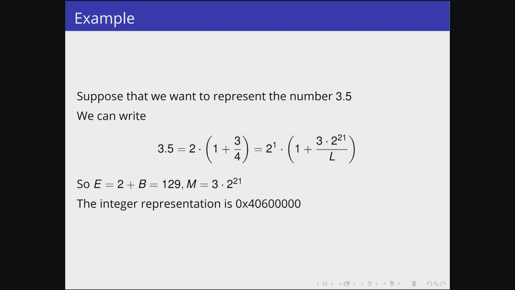This time we have to normalize it first, so we get that 3.5 is 2 times 1 3/4. So the exponent is 2 plus the bias, which is 129, and the mantissa is going to be 3 times 2 to the 21, because we have to normalize, and the integer representation is what you see.